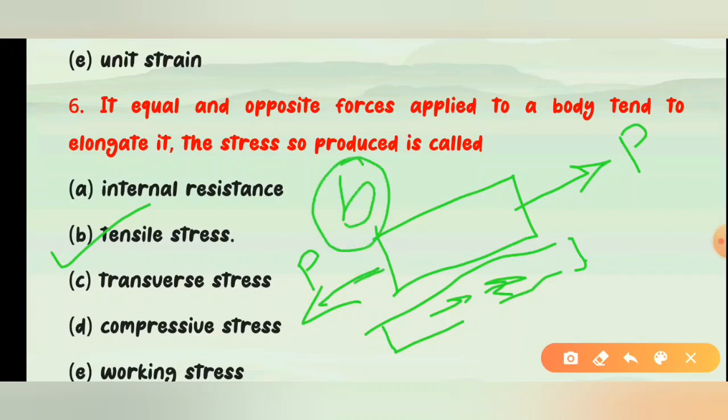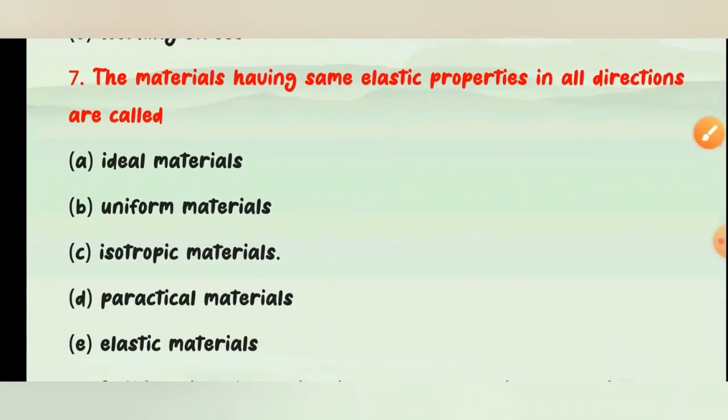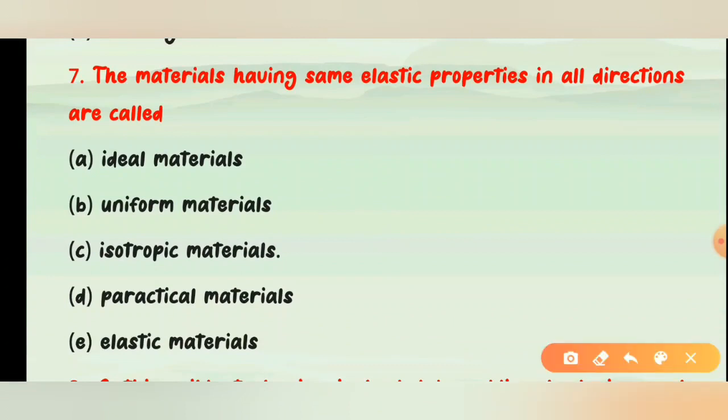When the same amount of pull is applied, the object undergoes some deformation or change in length. If elongation is there, then tensile stress is induced. If compressive force is induced, then there will be contraction. Next, the materials having the same elastic properties in all directions are called isotropic materials.